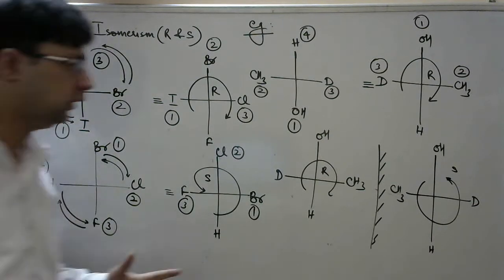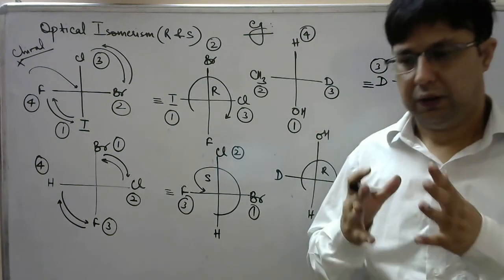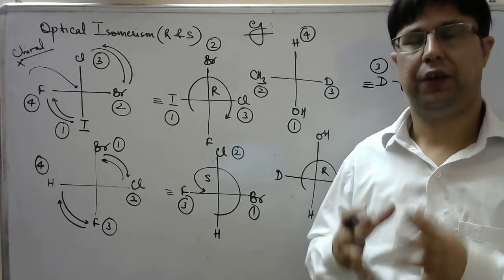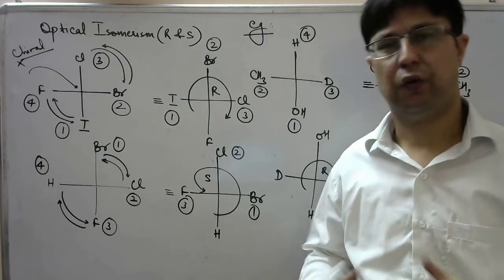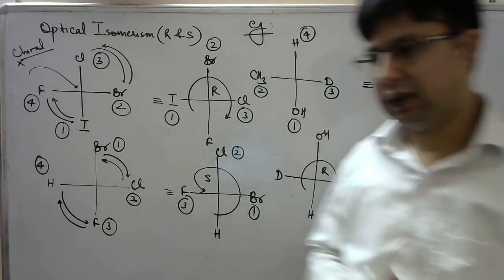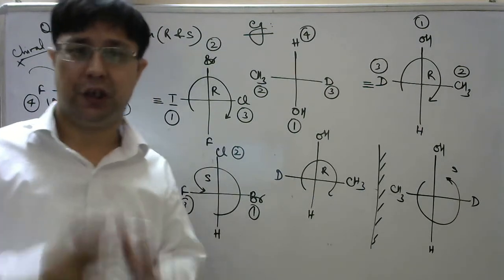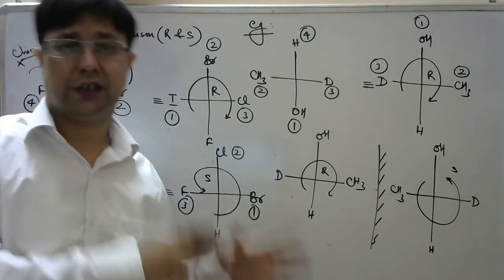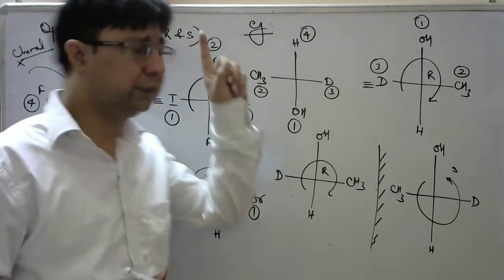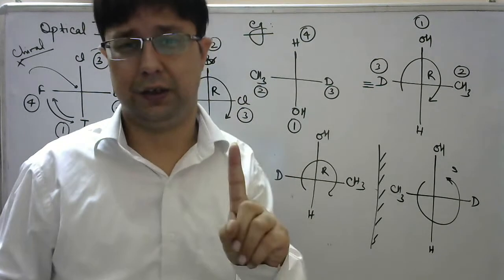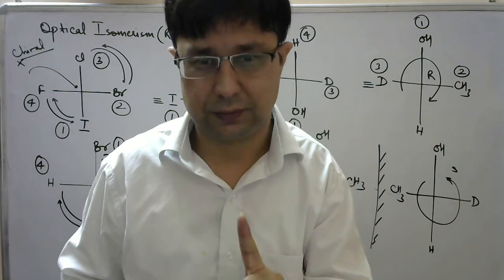Summarizing what we have discussed today: in order to understand the concept of enantiomerism, diastereomerism, meso form, racemic form, we need to understand the R and S nomenclature. Clear? Questions are asked in JEE Mains as well as in JEE Advanced. So in this case, the first step, I told you, is to assign the priorities, for which you can refer to the sequence rules.